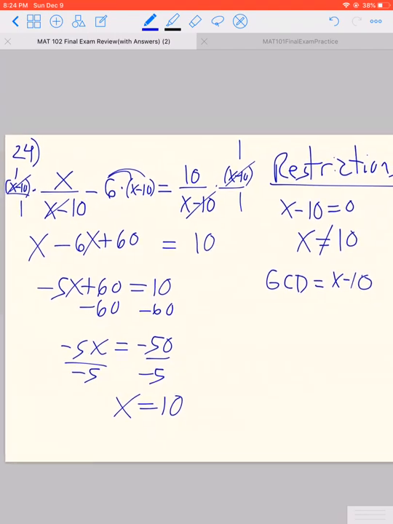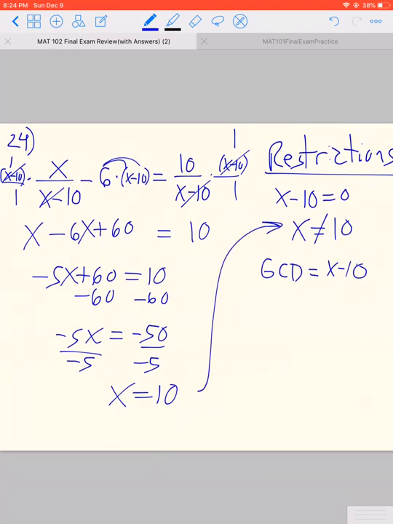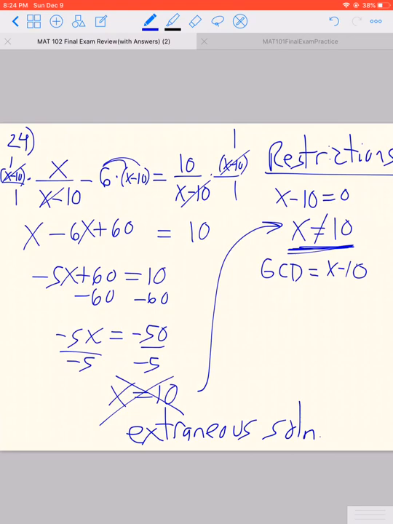This time, if we check, 10 was actually one of our restricted values. So what that means is that this value will not work in our equation. This is what's sometimes referred to as an extraneous solution. Even though we call it an extraneous solution, it's really not a solution at all. So for 24, we had one proposed answer, which was x equals 10, but unfortunately that number will not work, so our final conclusion would be that there is no solution.